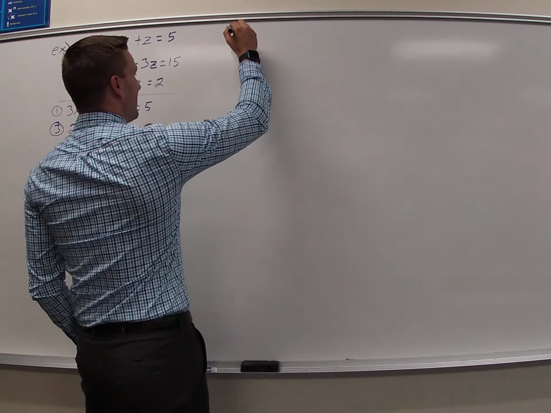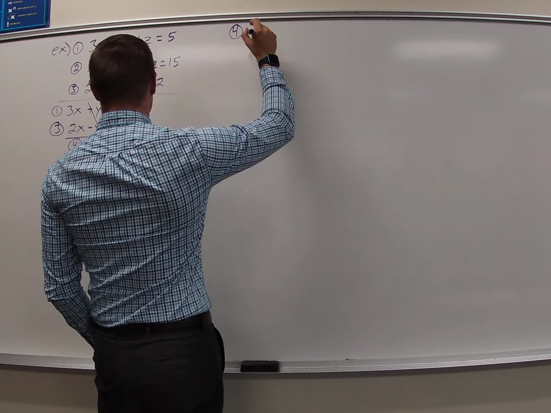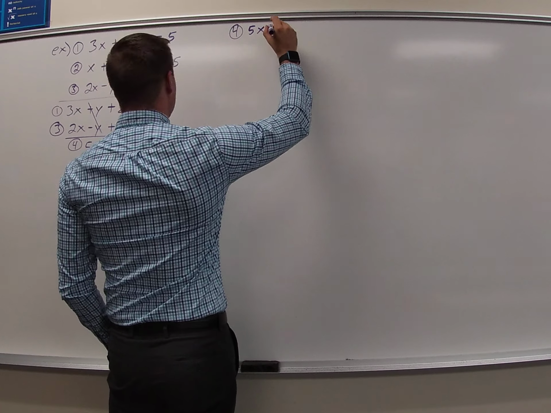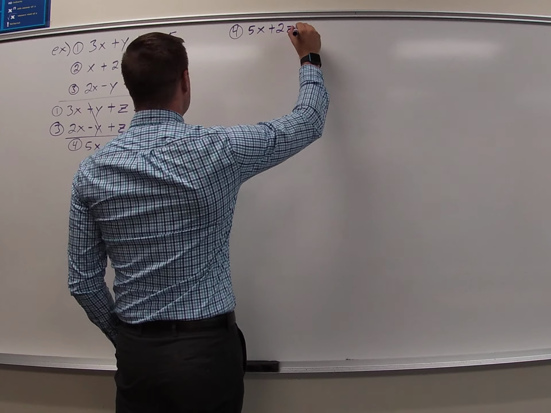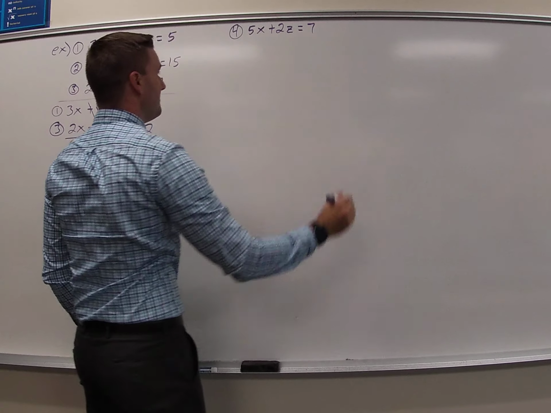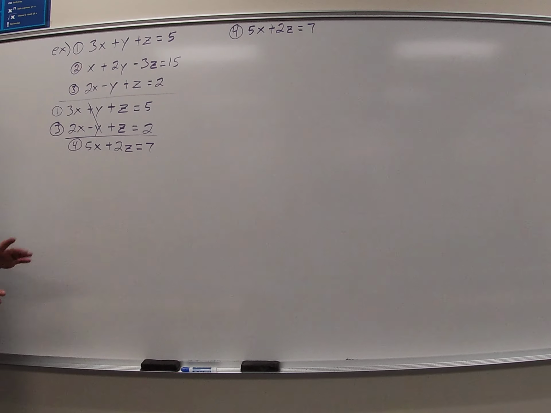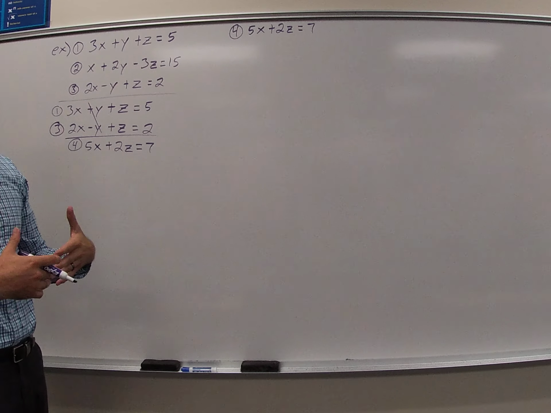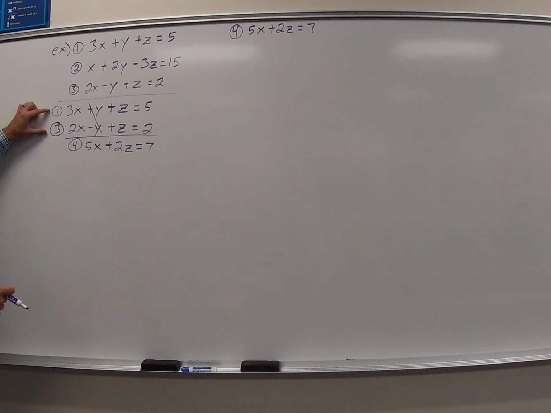So I'm actually going to rewrite line 4 over here, because I'm going to save this for later. So 5x plus 2z equals 7. I know, we're going to have 5 lines total. Now, because I used lines 1 and 3, and I got rid of y, my goal now as I'm looking at this problem is to get rid of y again. But I can't use lines 1 and 3 again. I have to use either lines 1 and 2 or lines 2 and 3. So I can't use the same two lines.